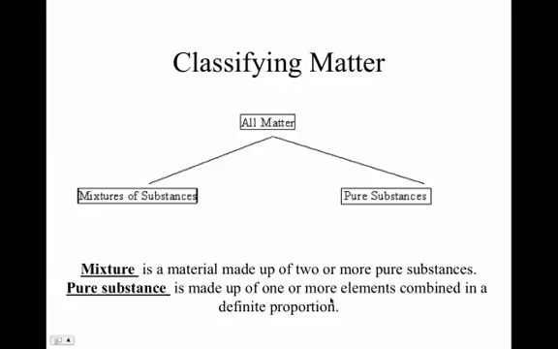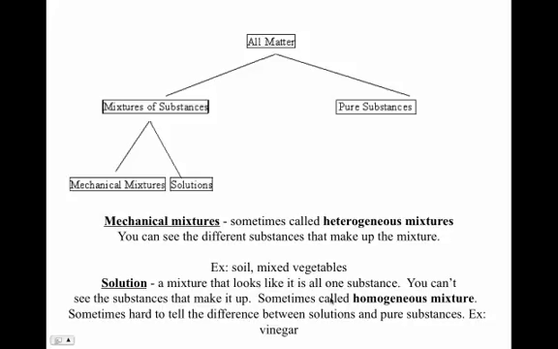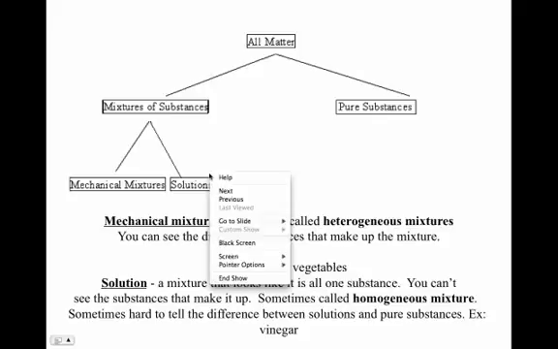Next, our next item that I want to talk about is how we break down mixtures further. Mixtures can be broken down into mechanical mixtures or solutions. Mechanical mixtures mean we can see 2 or more parts, and solutions mean we know there's more than one thing there, but we can only see one part of it.